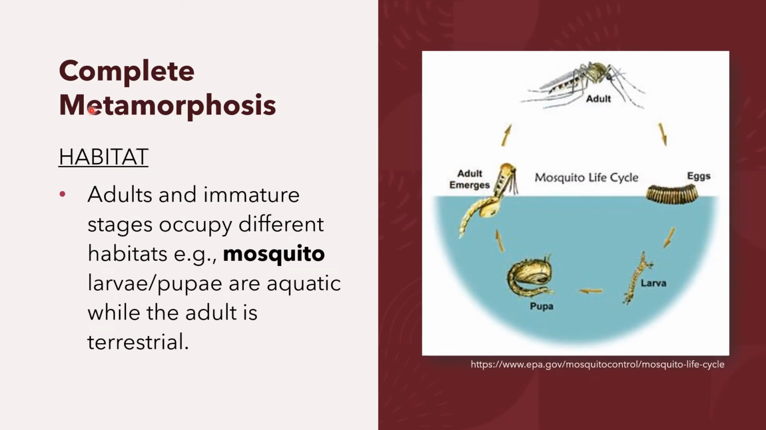In terms of habitat, the adults and the immature stages occupy different habitats. This is exemplified by mosquitoes. The larvae and the pupae of mosquitoes are present in the water, or the aquatic environment, while the adult is present in the terrestrial environment, as shown in the figure.